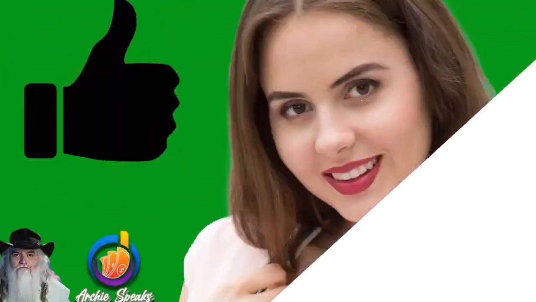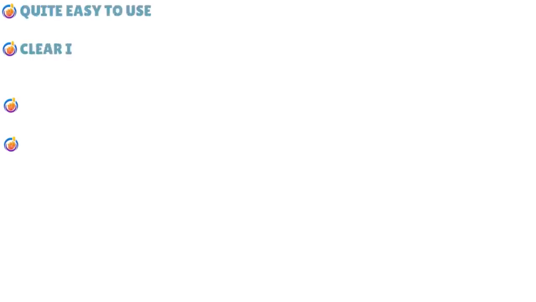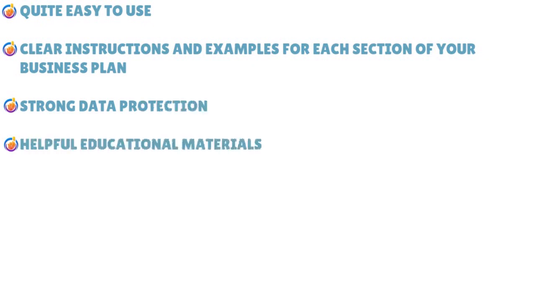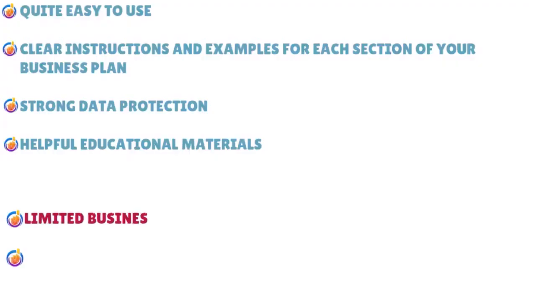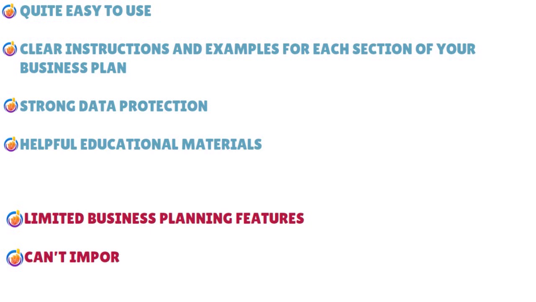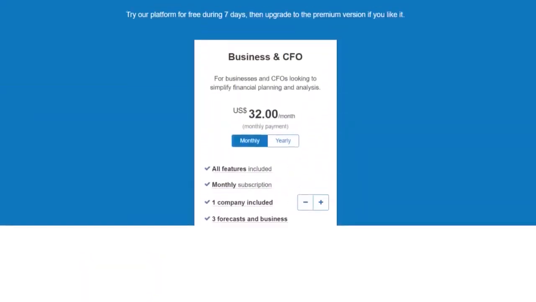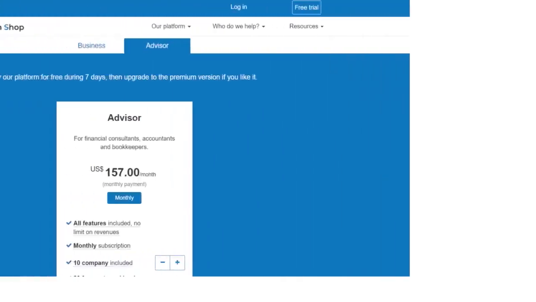So what are the pros and cons here? Pros: it's quite easy to use. You have clear instructions and examples for each section of your business plan. You have strong data presentation, and you have helpful educational materials. What about the cons here? Limited business planning features. You can't import financial information from spreadsheets. So this is what it is. And on the screen right now, here is the pricing for the Business Plan Shop for a business and for an advisor.